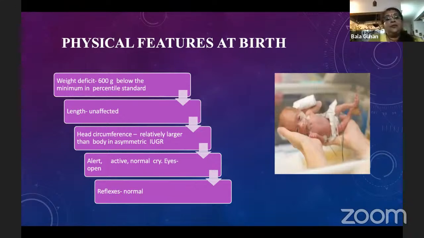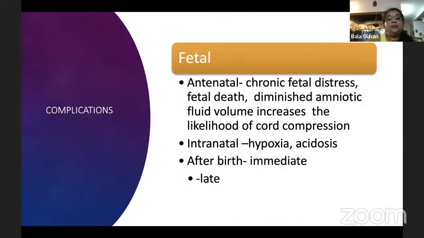the weight deficit of 600 gram, below the minimum in percentile standard. Length usually unaffected. Head circumference relatively larger than the body in asymmetric IUGR. Baby is usually alert, active, with normal cry, eyes are open, and the reflexes are usually normal.